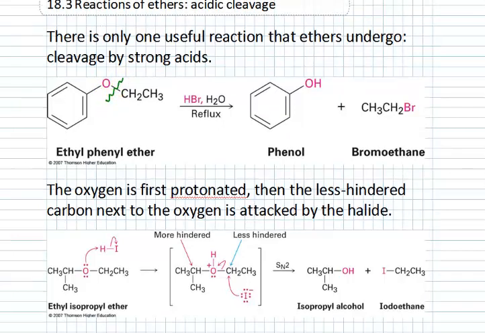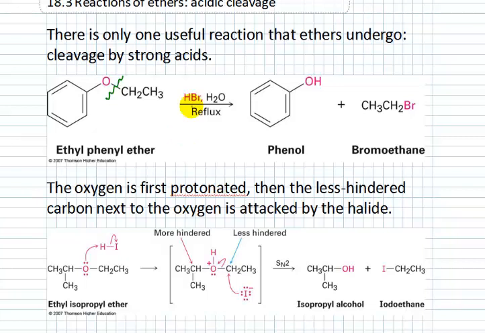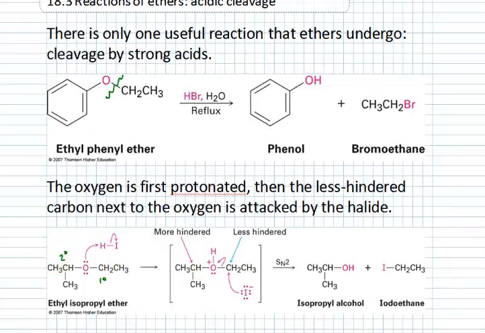So to figure out which one gets broken, we have to look at the mechanism. And if we're talking about acid here, the first thing we'll do is protonate the oxygen, right? Just like we've tended to do before. If our choices for the carbons here are like this one, where it's secondary and primary, then the less hindered carbon, the one that has fewer substituents on it, is more available for attack. So the nucleophile, which is the conjugate base of the acid, comes in and kicks out the other group by an SN2 reaction if we have just primary and secondary carbons in there.